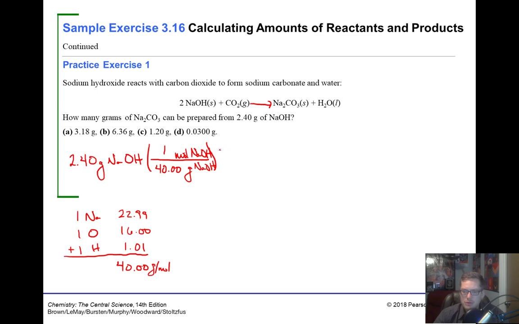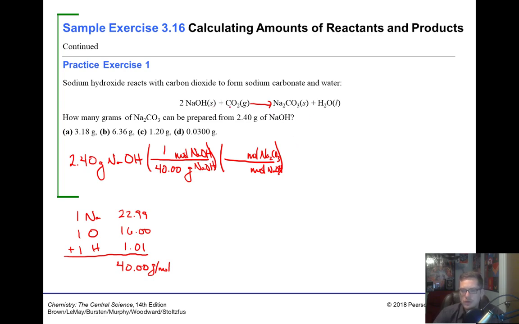So now we're in moles of sodium hydroxide, and we have to go to moles of sodium carbonate. So we'll put moles of NaOH in the bottom, and then moles of Na2CO3 in the top. We use our balanced chemical equation.